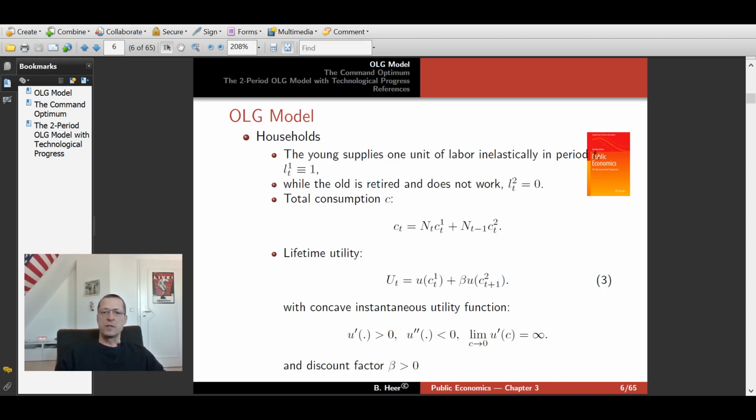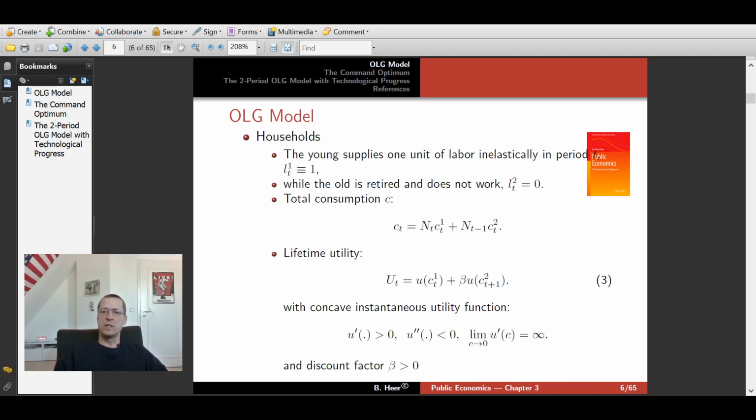And we have the standard assumption that marginal utility is larger than 0, that it declines, that is, U double prime is smaller than or equal to 0, and that it approaches infinity for consumption equal to 0. The discount factor beta is just assumed to be larger than 0.